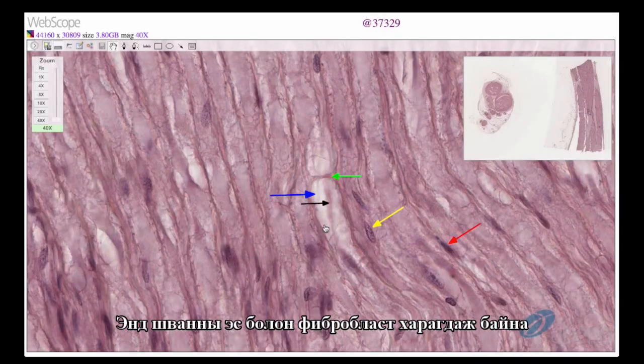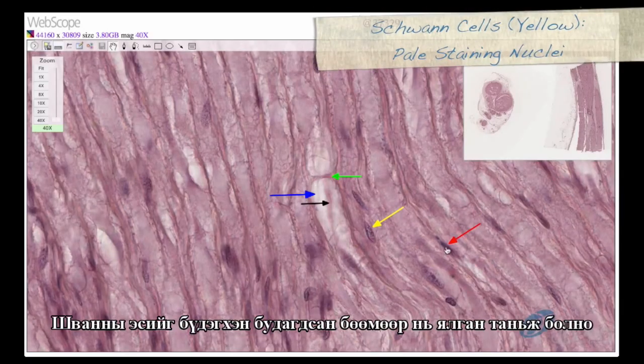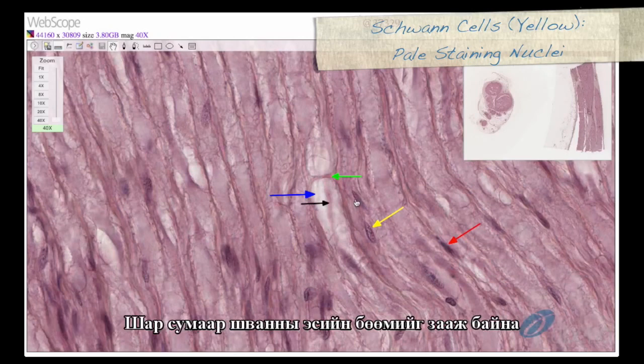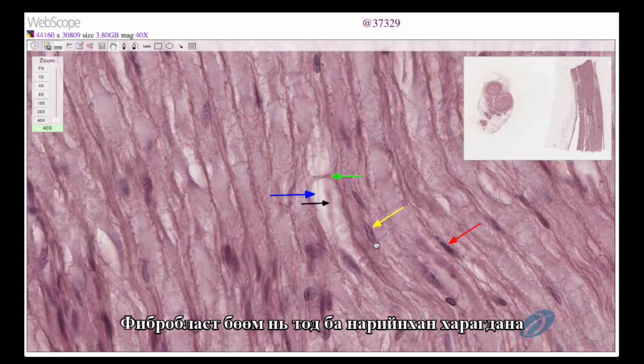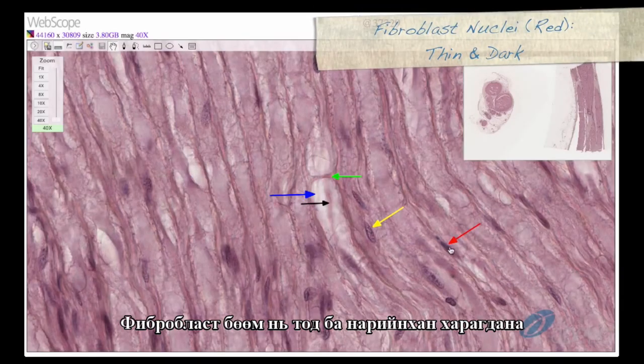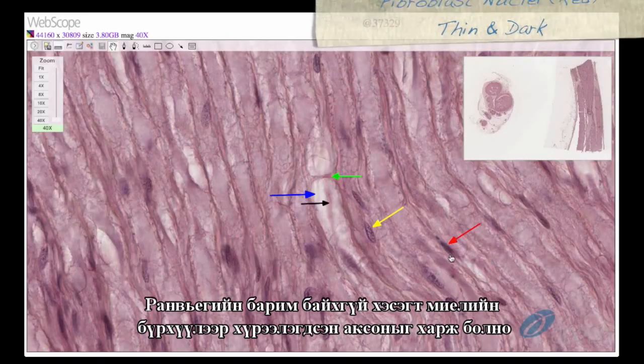Schwann cells and fibroblasts can be seen. Schwann cells can be distinguished by their pale stained nuclei. The yellow arrow points to the nuclei of a Schwann cell. Fibroblast nuclei are thin and dark. The red arrow points to the nuclei of a fibroblast.